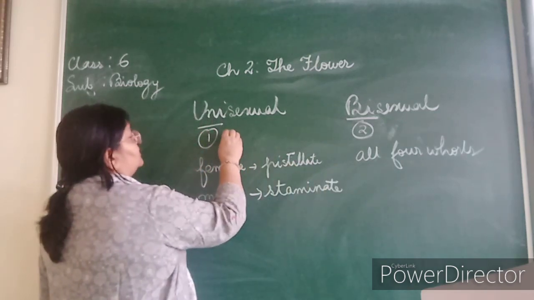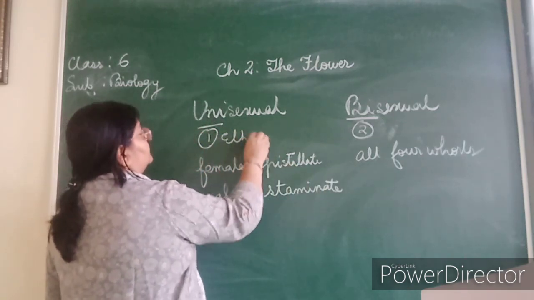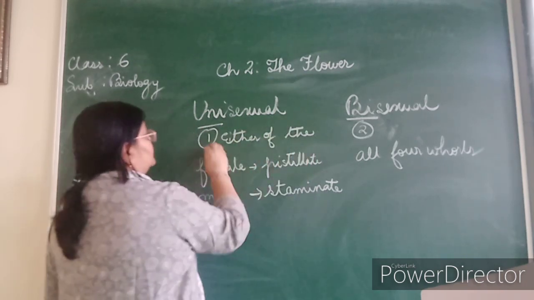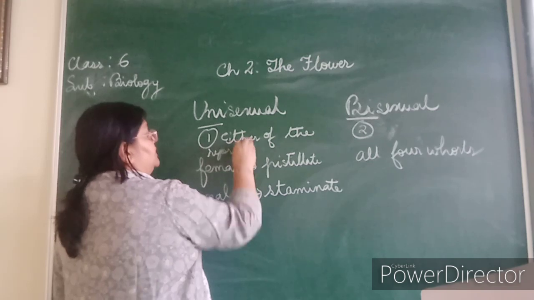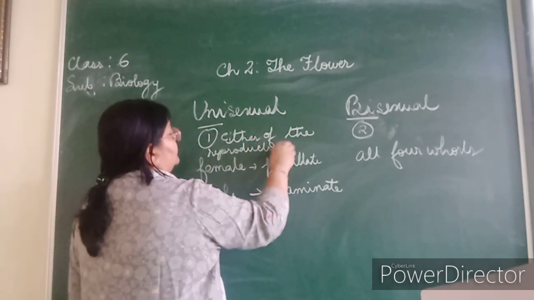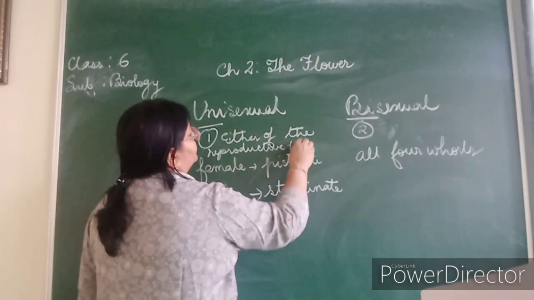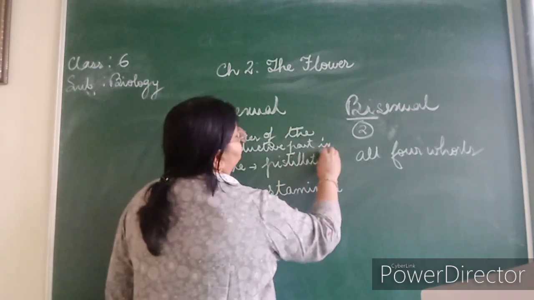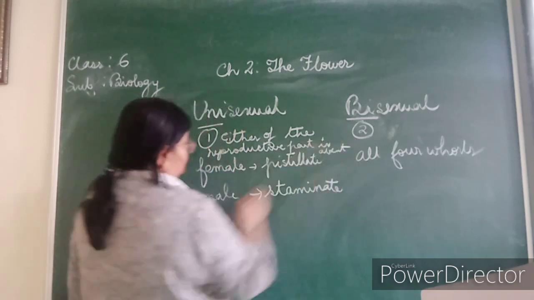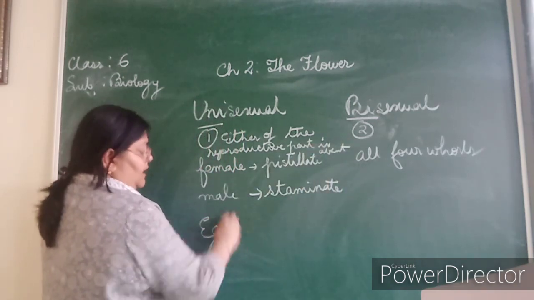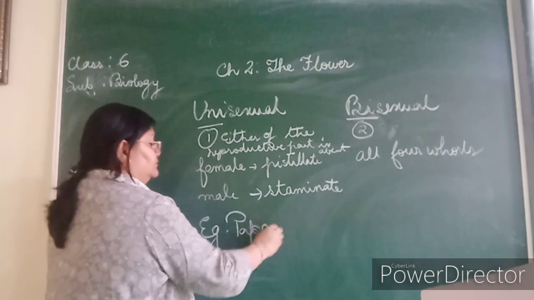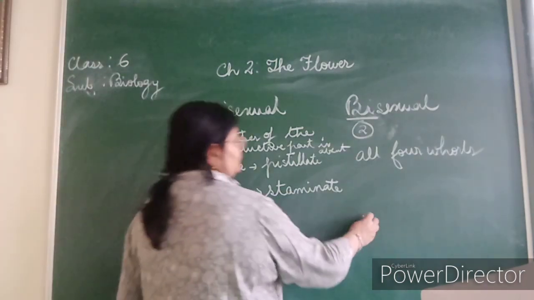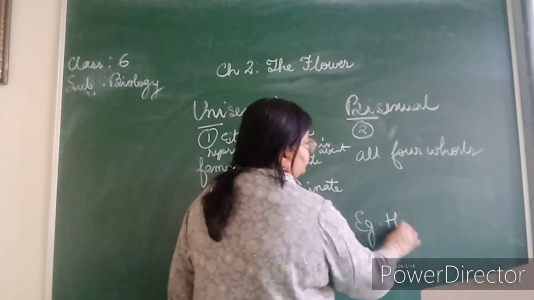So here either of the reproductive whorl is absent. Reproductive part is absent. So now for example, unisexual flowers, we have papaya, and bisexual flower, as we studied, hibiscus.